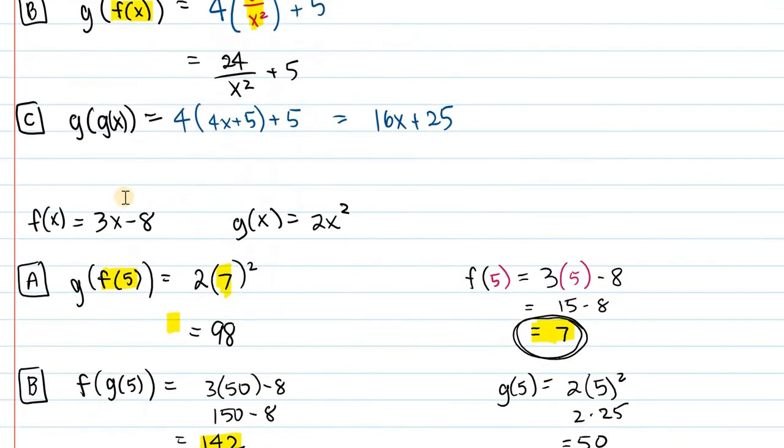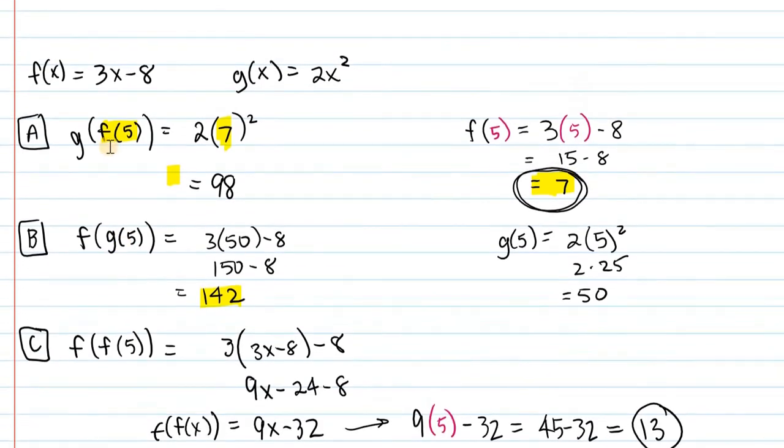When we talked about figuring it out with values, again, first we had to figure out what the value of f of 5 was. And once we had that result, we used that result and plugged it into the g function and found our answers.